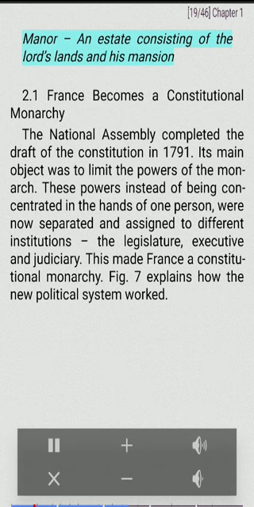New words. Chateau, castle or stately residence belonging to a king or a nobleman. Manor, an estate consisting of the lord's lands and his mansion.